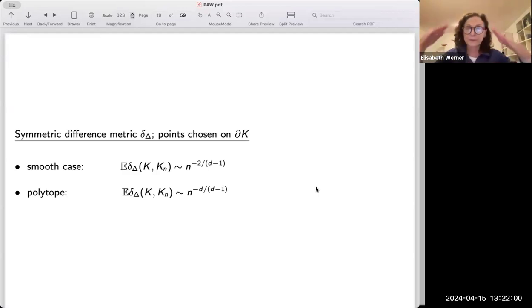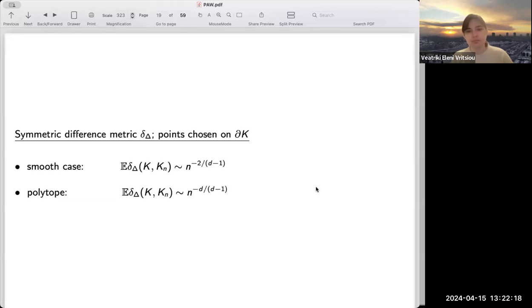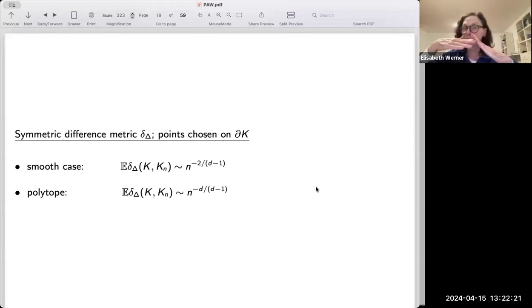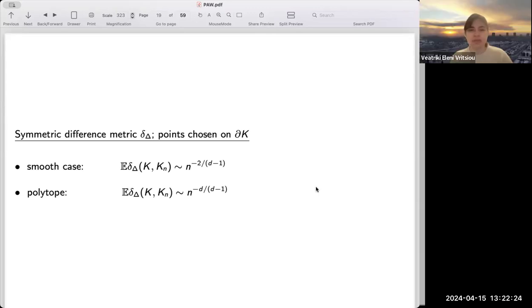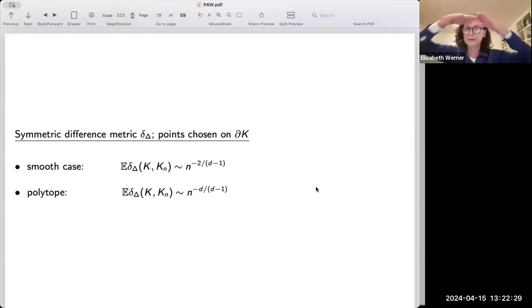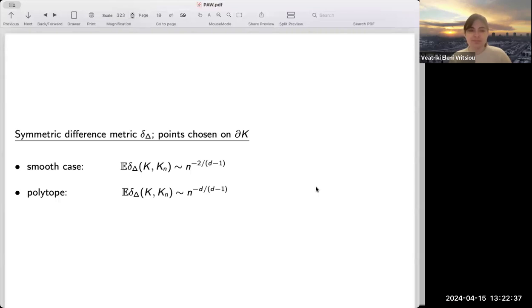Yeah, I think maybe it's this picture that I showed at some point. If you choose the points on the boundary of the polytope, only at the vertices something happens, because now we choose the points on the boundary. So you can only pick up excess volume at a vertex, and these are few compared to the rest of the boundary. Whereas if you have a smooth body, you have more chance to pick up excess volume. Does that make sense? Yeah.